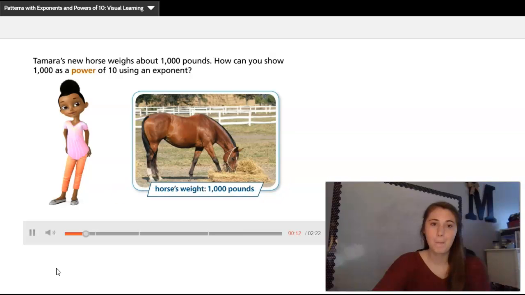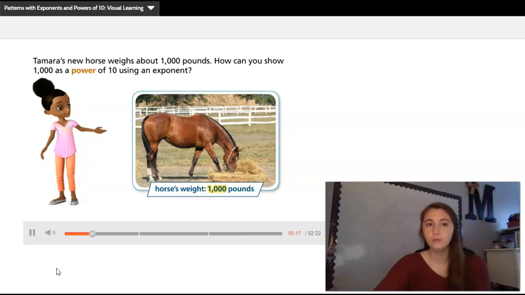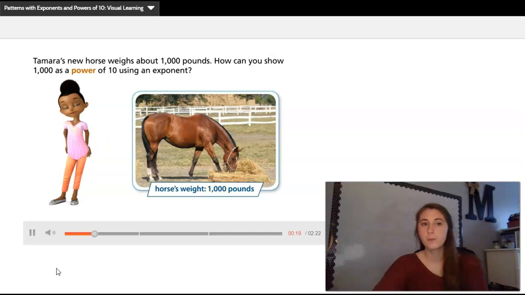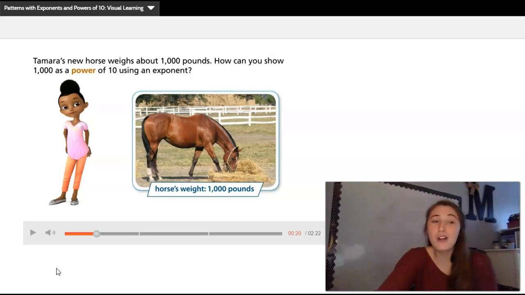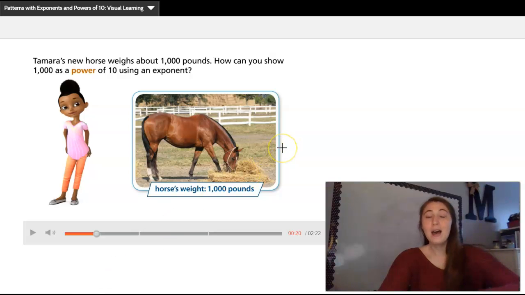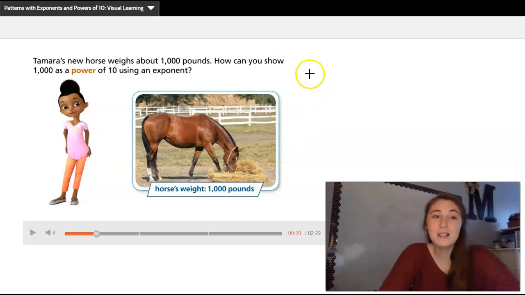Tamara's new horse weighs about 1,000 pounds. How can you show 1,000 as a power of 10 using an exponent? Well, we have practiced this before. We've used our powers of 10 way at the beginning of the school year. So we're just going to do a little refresher now.